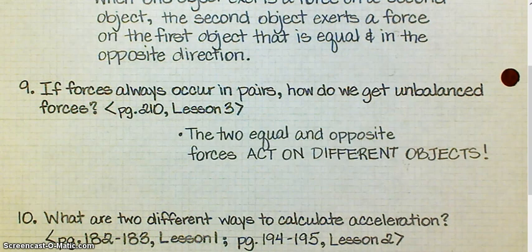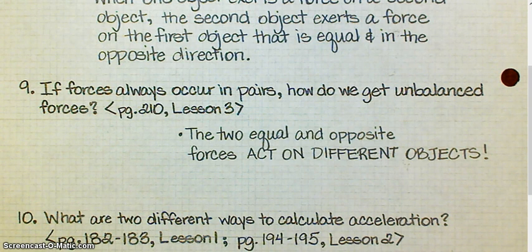Okay? Okay, so once again, the two equal and opposite forces that we're talking about, one of them acts on one object and the other force acts on a different object. So even though you've got equal and opposite forces, you still can have acceleration because you can still have unbalanced forces. Okay? All right, number 10.